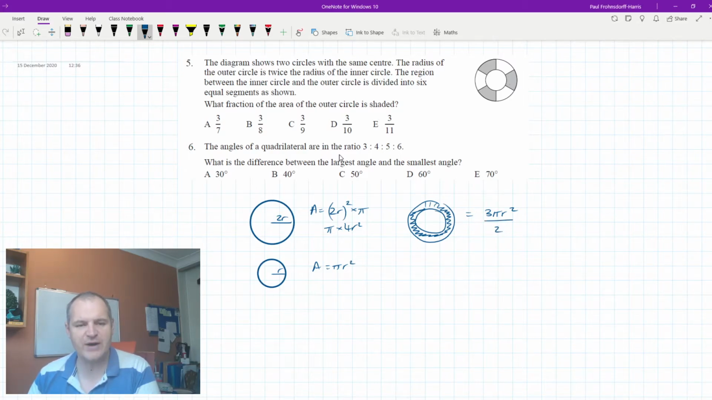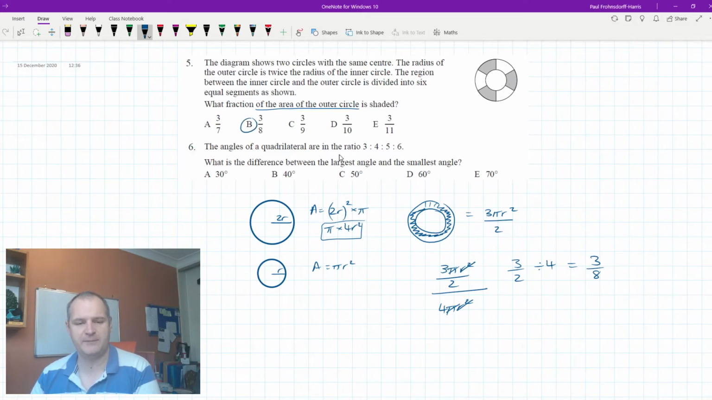It then says the fraction of the area of the outer circle. Well, we've already said the area of the outer circle is 4 pi r squared. So we're going to do a fraction of 3 pi r squared over 2 divided by 4 pi r squared. Now the interesting thing about this is that the r squareds will cancel, the pi will cancel. We've now just got 3 over 2 divided by 4, which is 3 over 8. You can always divide by a number by multiplying the denominator by that amount. So then 3/8, which is answer B.